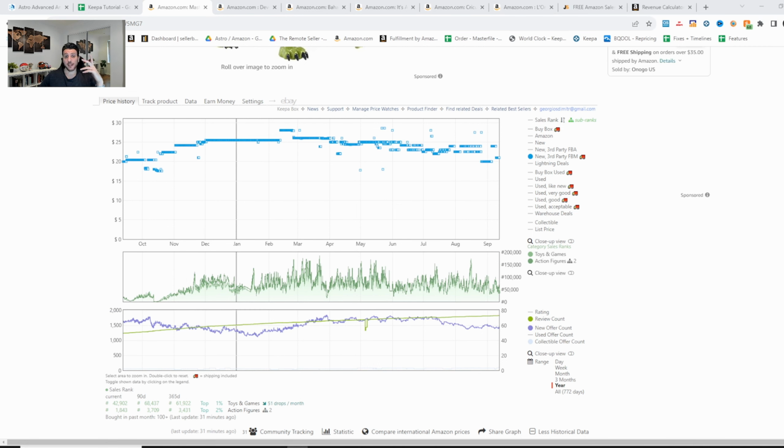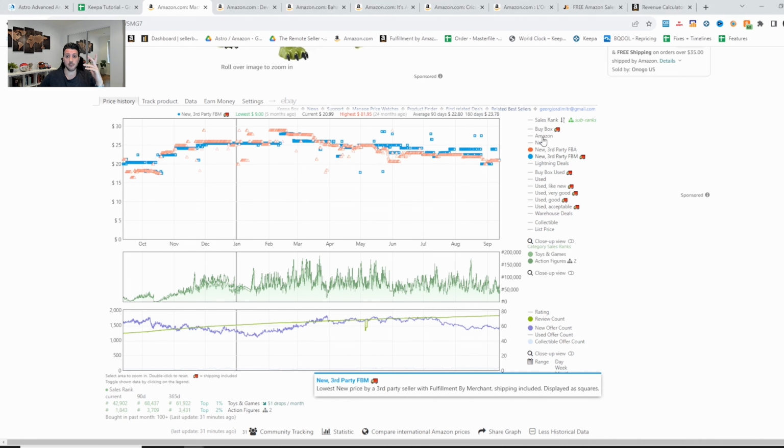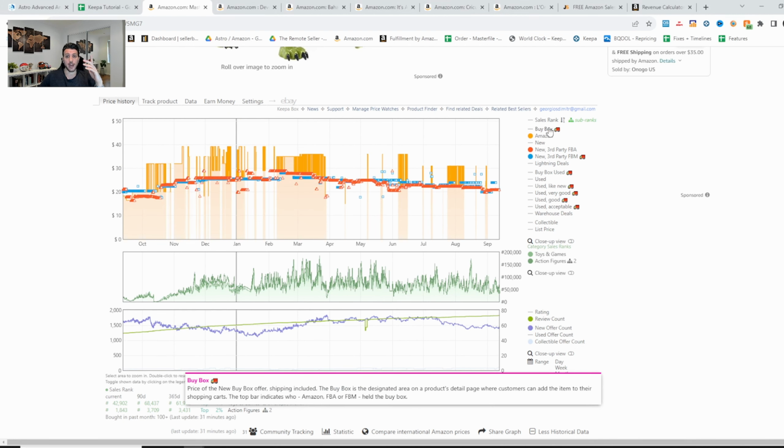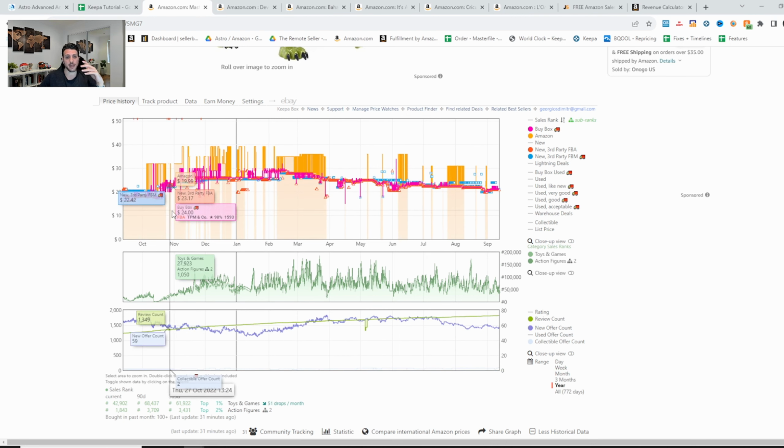Now, a smart thing that you can do at this point is you can apply the third-party FBA, Amazon, and the buy box. Now, we can use the historic graph and these points of data to understand a lot of things about who is winning the buy box off of which type of seller.